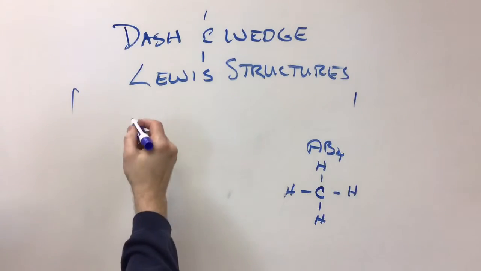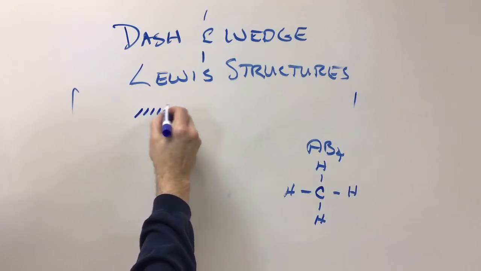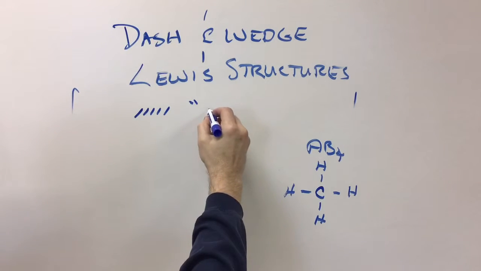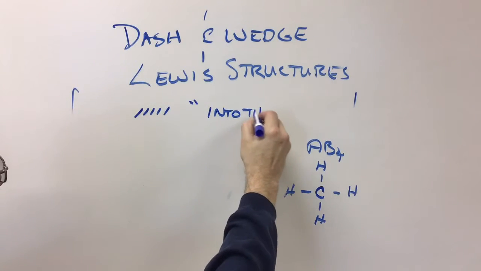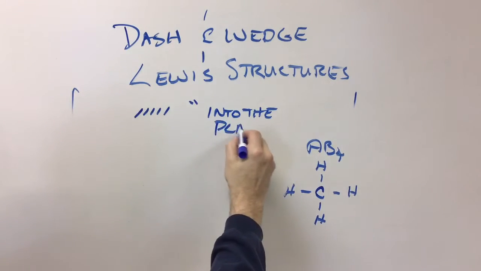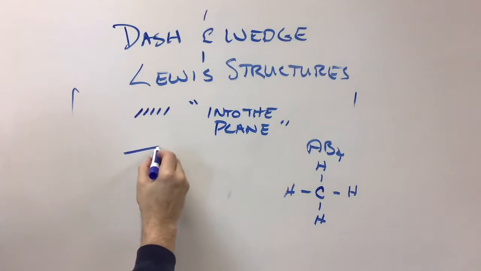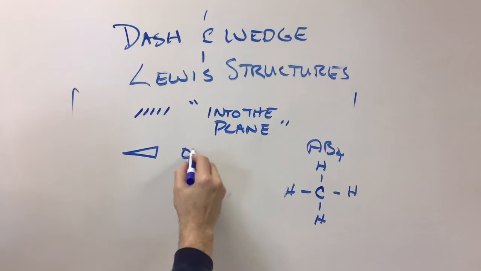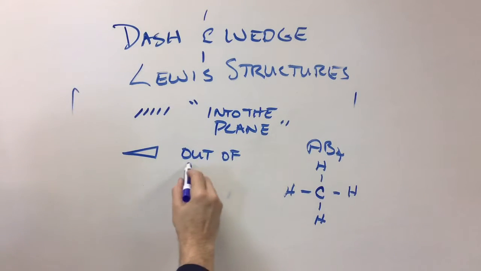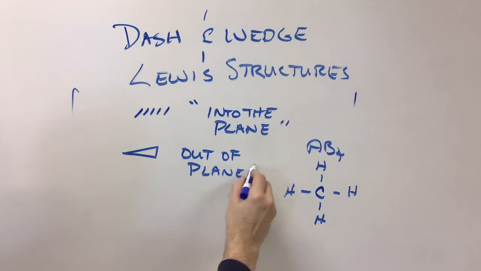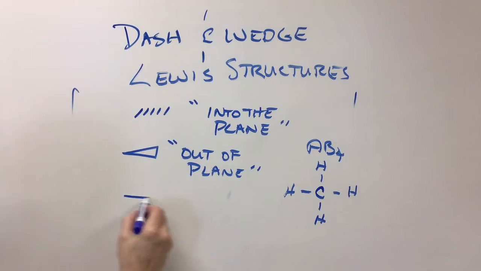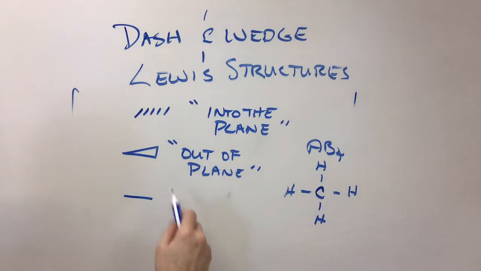We're going to use a dash, just a dotted line, to represent into the plane. And the plane is the two-dimensional surface on which you're drawing. We're going to use a wedge to represent out of the plane. And that out of the plane, again, refers to that two-dimensional surface on which you are drawing. A regular old line, just a straight line, is going to be in the plane.